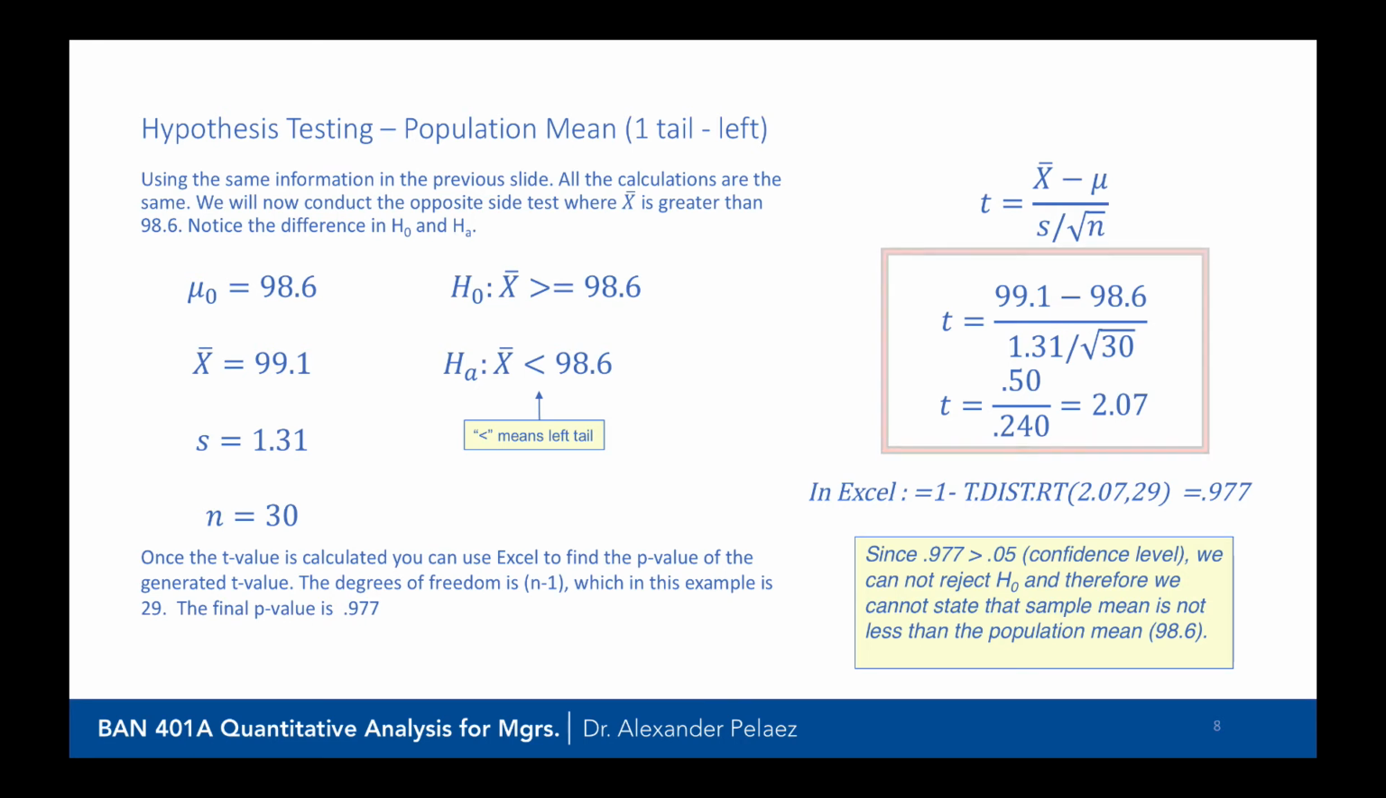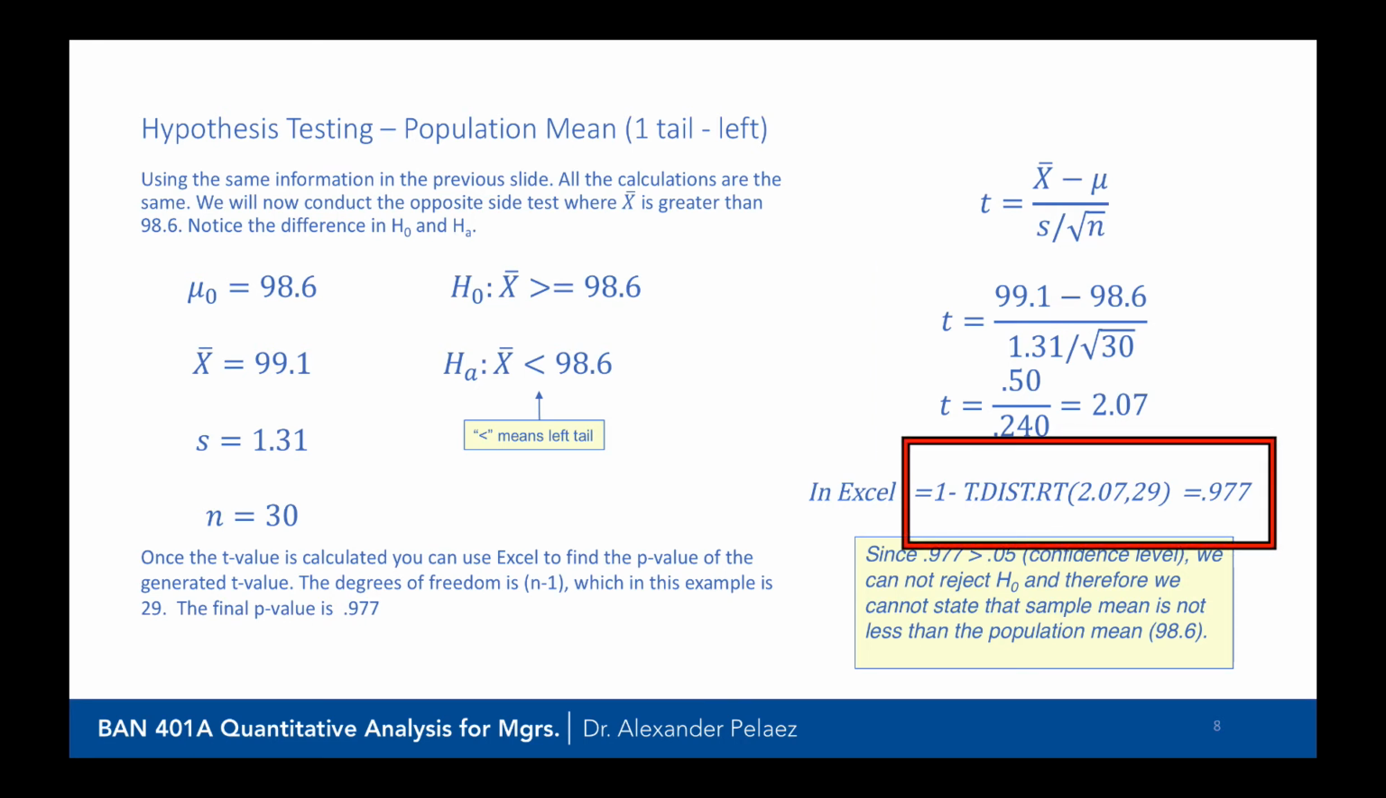But this time, we're going to have 1 minus T.DIST.RT, 2.07 with 29 degrees of freedom, and we will end up with a value of 0.977. Now remember that since 0.977 is greater than 0.05, we cannot reject the null hypothesis, and therefore we cannot state that the sample mean is less than the population mean. It is definitely the null hypothesis that is stating that it is greater than or equal to 98.6.